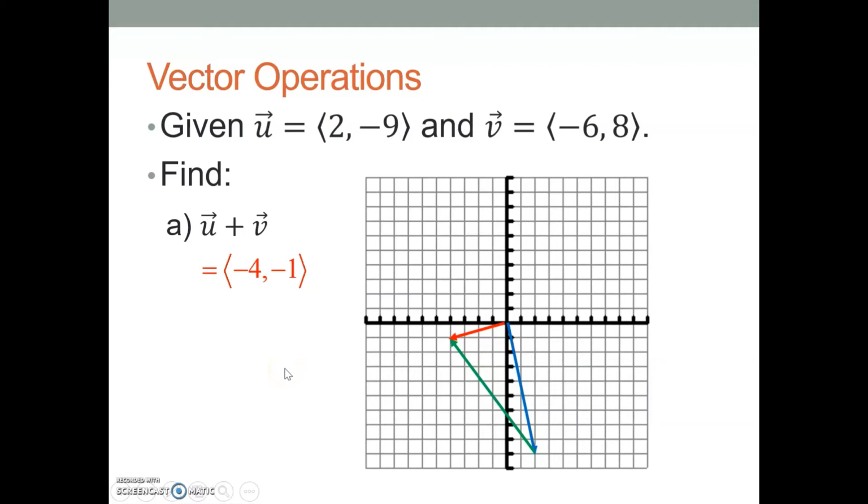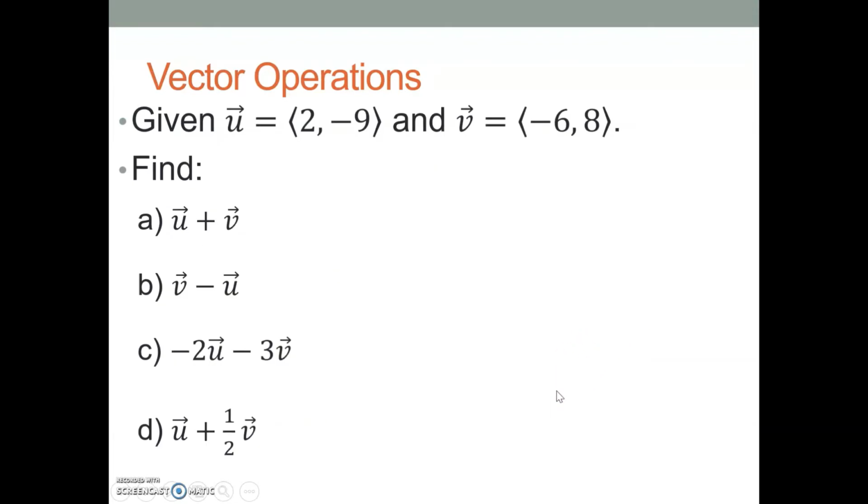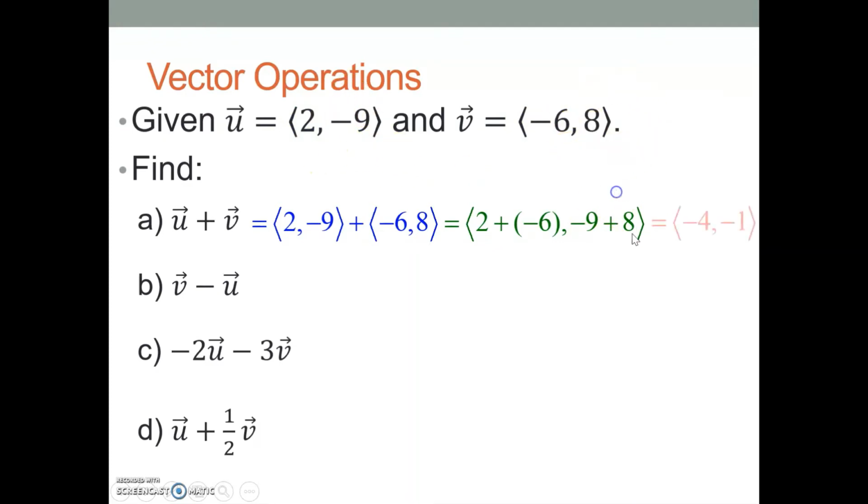Now you're going to be doing vector operations mathematically or algebraically. So let's look at that approach. In order to add two vectors, we'll take vector u plus vector v. We add x components, and then we add y components. 2 plus -6, those were my x components. -9 plus 8 were my y components. And there's our vector.